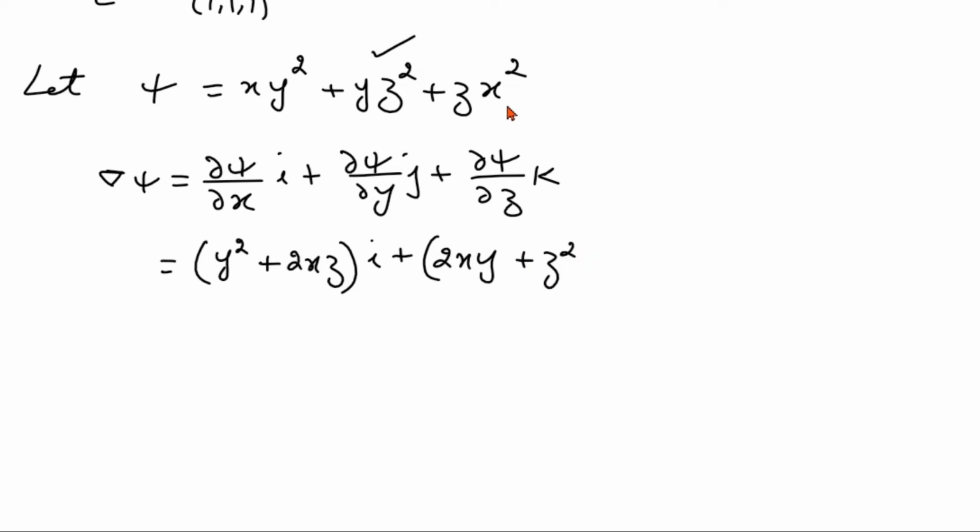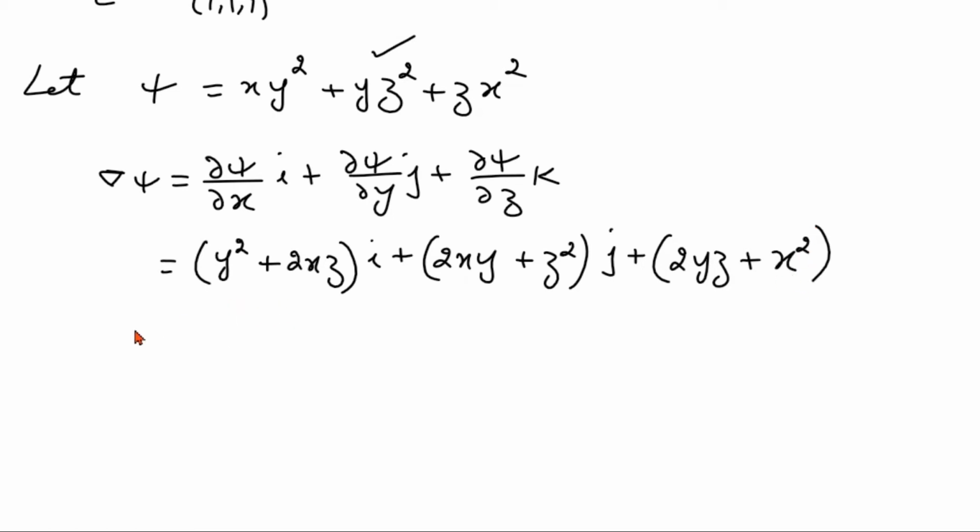The last term does not contain y, so its derivative will be 0 times j. Next, 5 has to be differentiated with respect to z. The first will be 0, I will not be writing the 0 value. Next, the second term: when you differentiate z square it will be 2z, so 2yz, plus x square, and the derivative of z will be 1. So these are the values that you have found out.